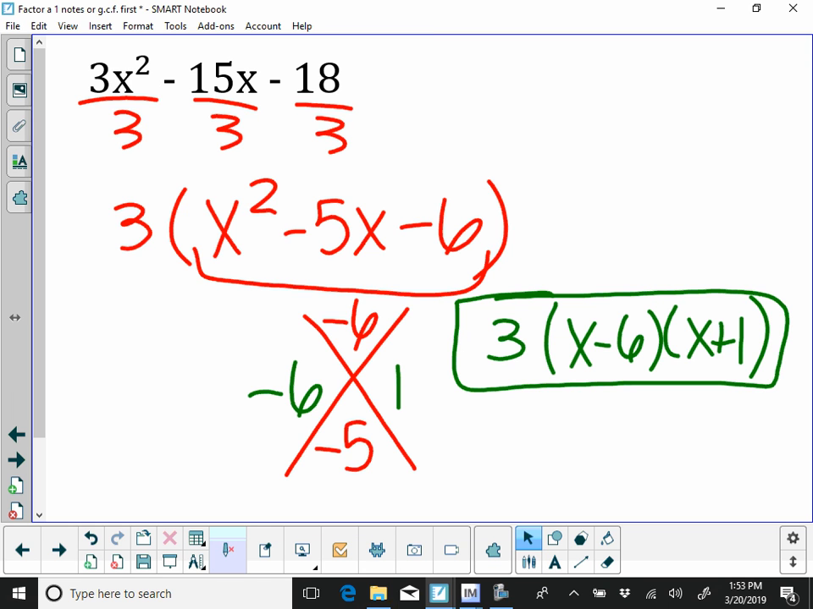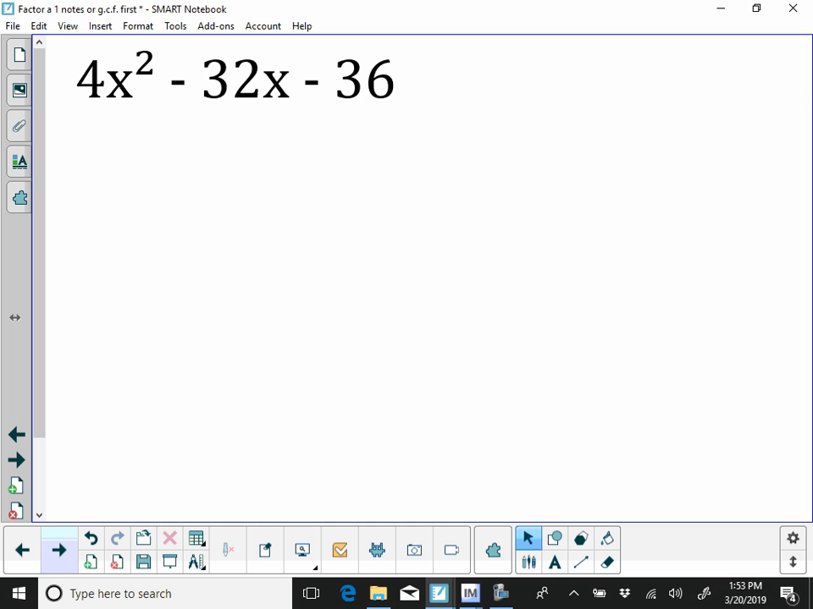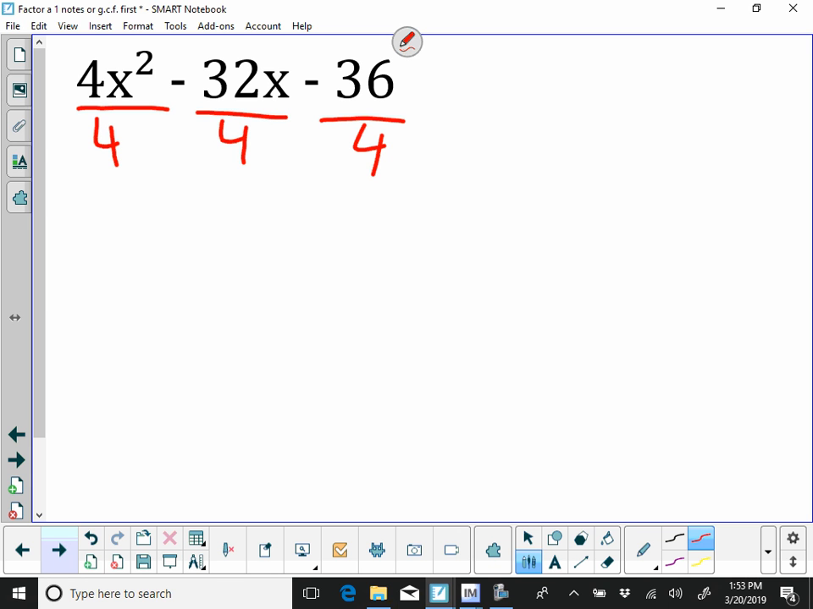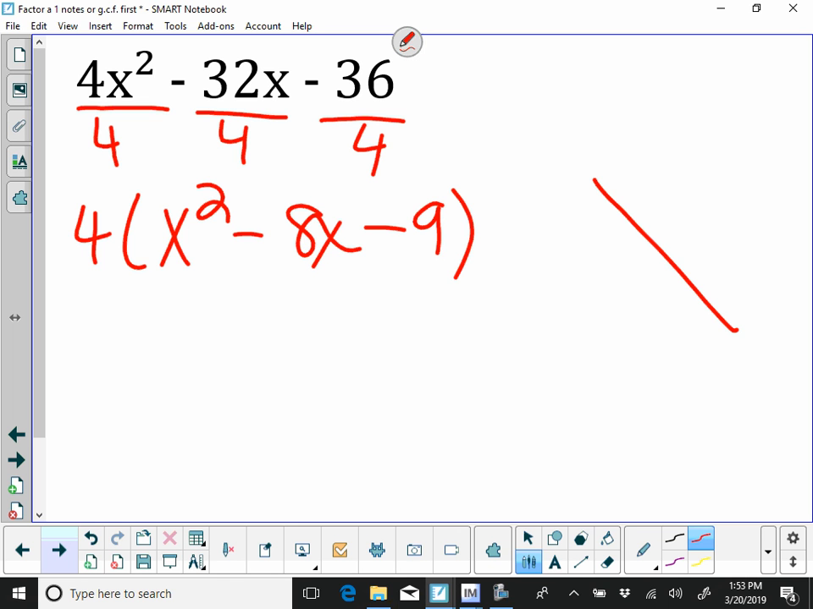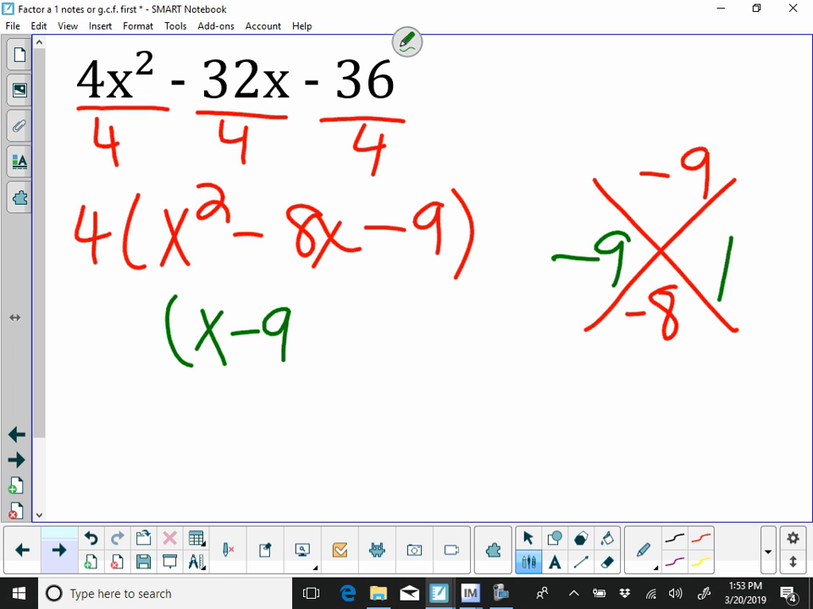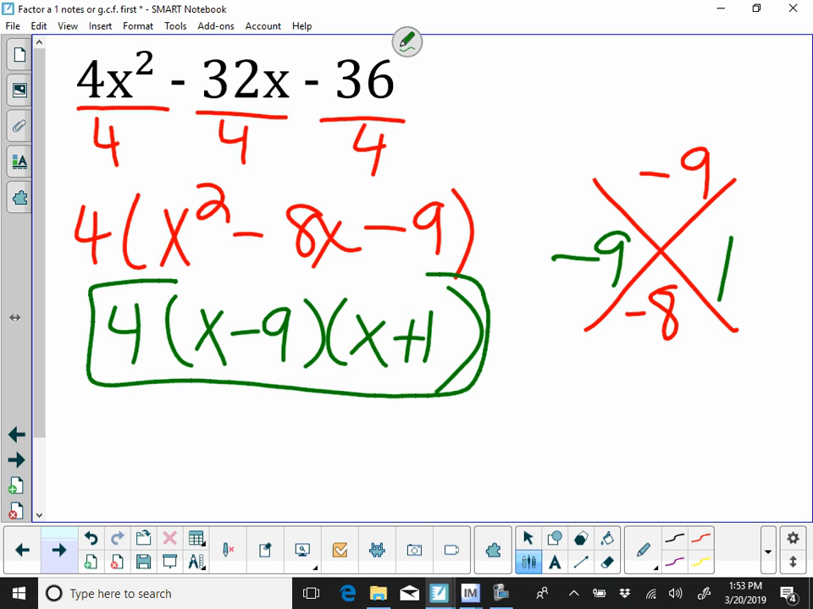Okay, let's do one more of these, and then we'll call it a day. GCF between 4x squared, negative 32x, and negative 36. We'll go with 4. Okay, so now we're going to Xbox that. Gives me a negative 9 and a negative 8, right? Two sides. Negative 9 and 1. So I've got x minus 9 and x plus 1, and then we're going to put a 4 in front.